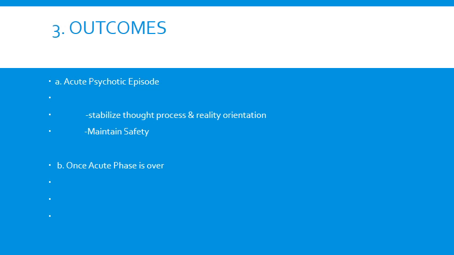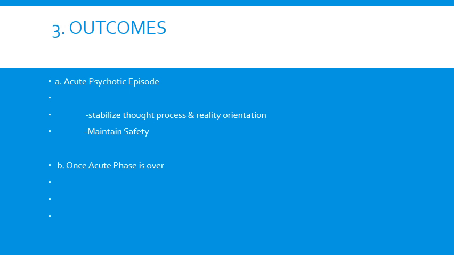The next part of the lecture is the outcomes, and I've created these outcomes on my own because I just want to make sure that we all understand what's going to be happening in these individuals. I have it divided into acute psychotic episode, and then once the acute phase is over, what do we hope to accomplish, or what are the goals?